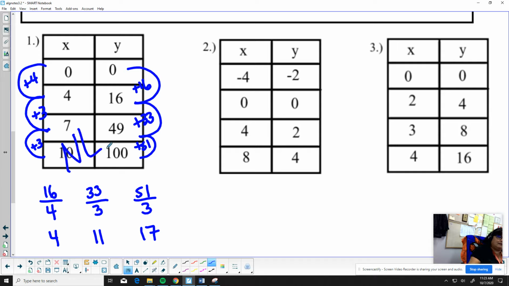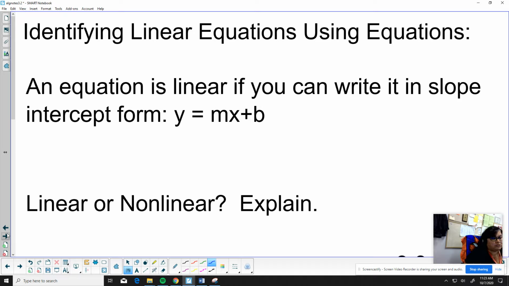This is non-linear. Okay, so it works exactly the same. I put the y's on top in the fraction, and I put the x's on the bottom. And I'm looking to see how the number's changing. All right, last thing is the equations.